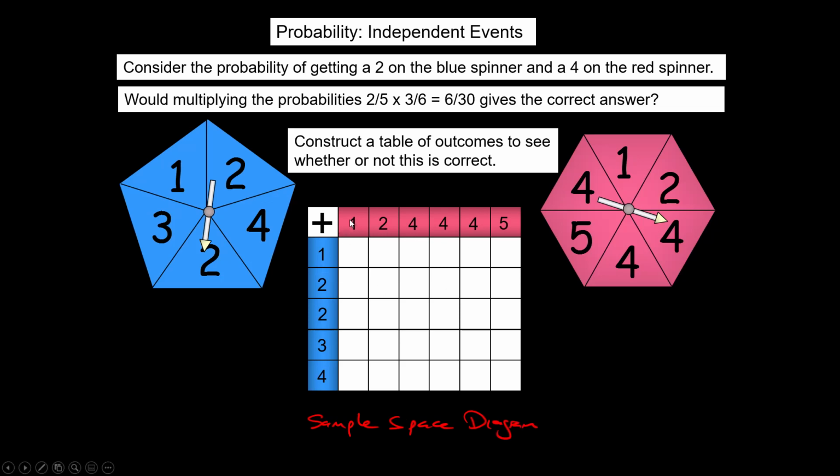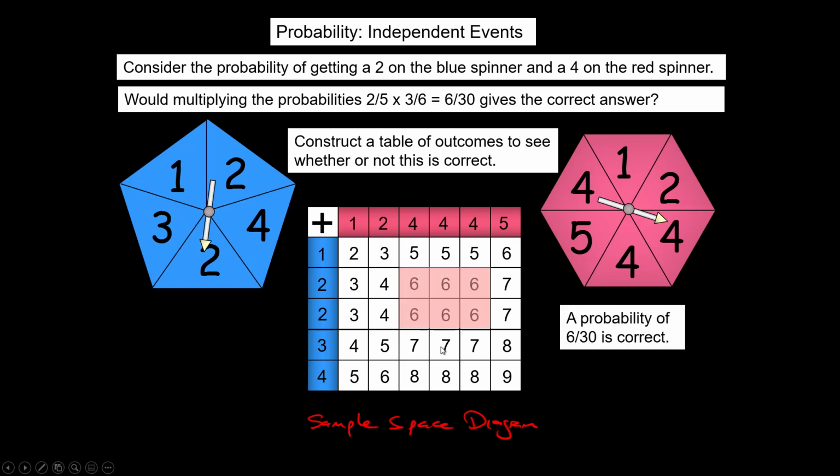So these are the possible outcomes on the red spinner. 1, 2, 3 4s there and a 5. And on the blue spinner, 1, 2, 2, 3 and 4. And our possible outcomes when we add those results together are so. And we've got 1, 2, 3, 4, 5, 6 by 1, 2, 3, 4, 5. So 30 possible outcomes. So how many of them will give us a 2 and a 4?